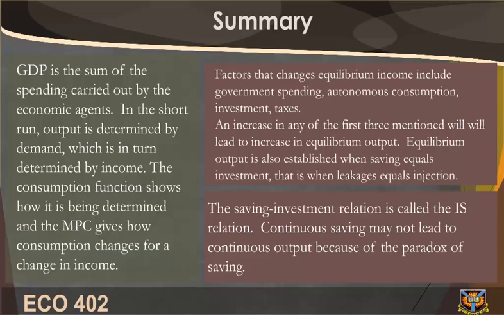In the short run, output is determined by demand, which is in turn determined by income. The consumption function shows how it is being determined, and the MPC gives how consumption changes for a change in income. Factors that change equilibrium income include government spending, autonomous consumption, investment, taxes. An increase in any of the first three mentioned will lead to increase in equilibrium output. Equilibrium output is also established when saving equals investment, that is, when leakages equal injections. The saving-investment relation is called the IS relation.